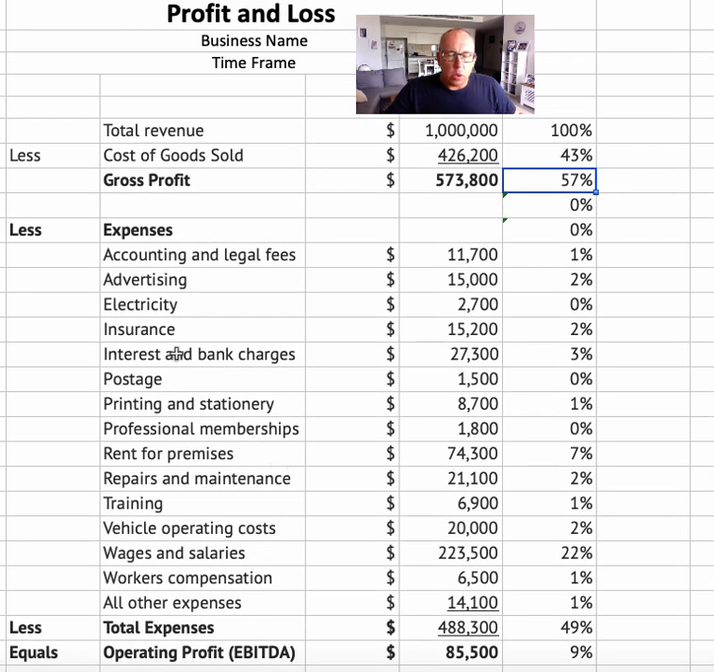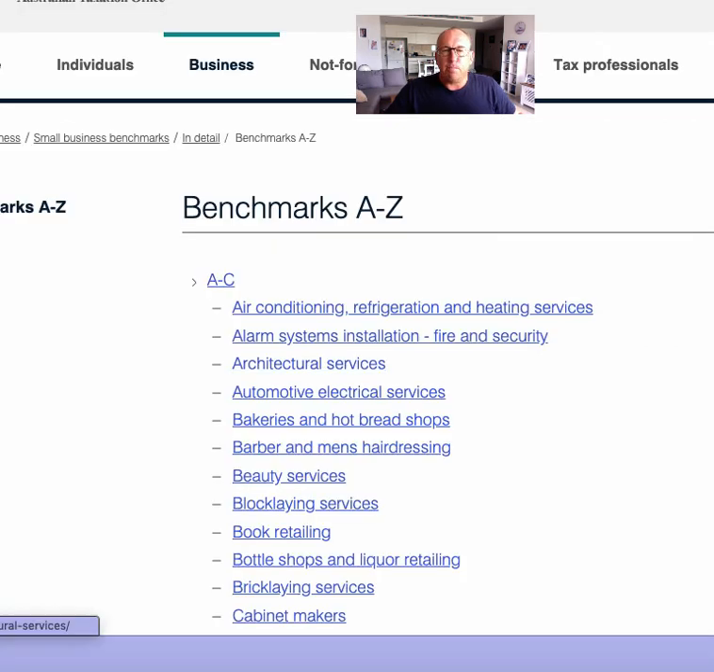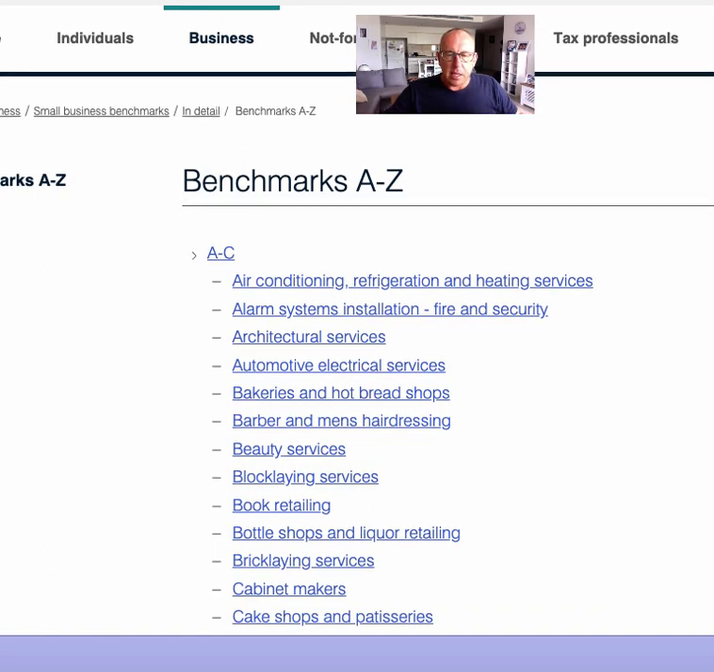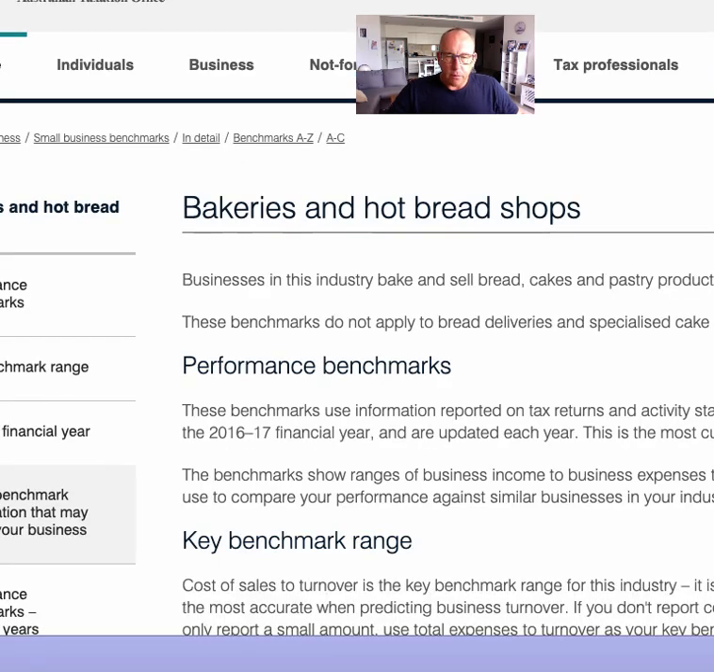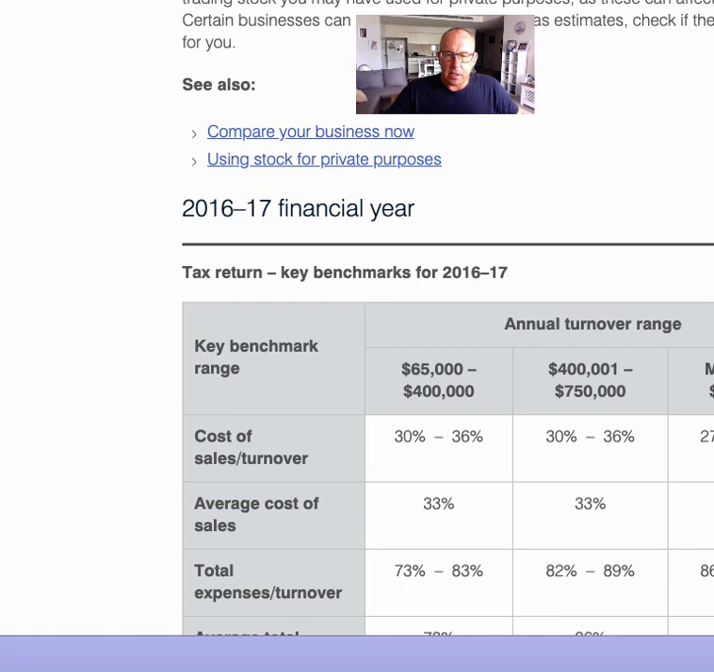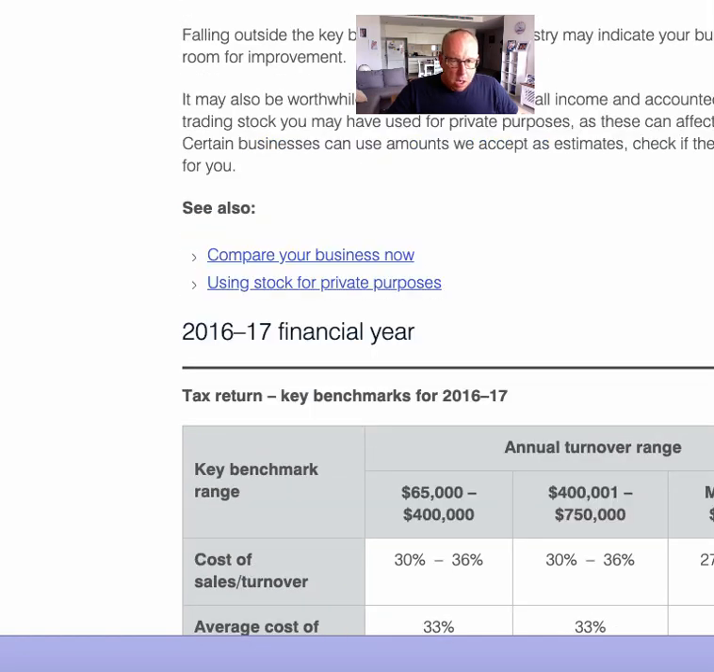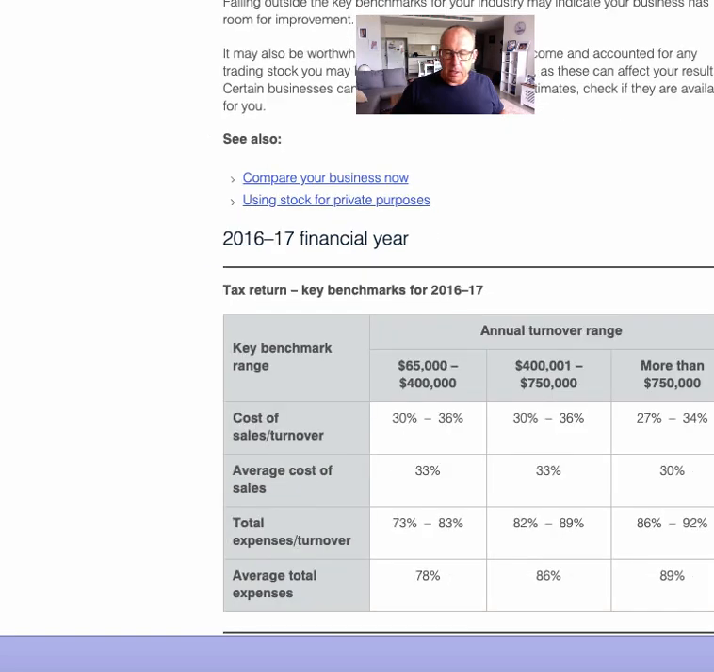What I then do is look at the benchmark. Because I'm in Australia, I look at the Australian benchmark. Most countries will have a benchmark system so you can compare, based on those percentages, how the business is going. So let's look up a bakery service here. If I click bakers, it brings up the figures. Unfortunately my screen is going outside, so I'm just going to bring this in a little bit so you can see what's going on.